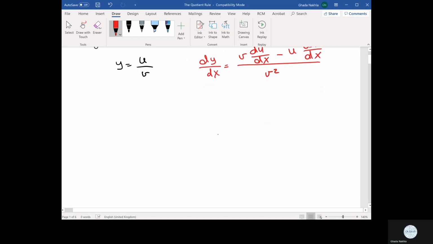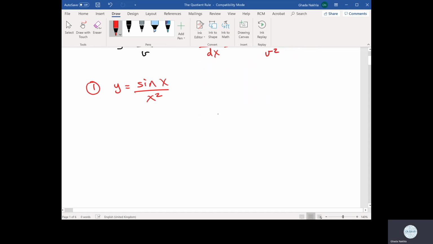Let's take a look at the first question, and we have y equals sine x divided by x squared. The first thing you would ask yourself: which rule am I using? It's a function of x divided by another function of x, therefore it must be the quotient rule. So the numerator is always u, so u is equal to sine x. The denominator is always v, so v is equal to x squared.